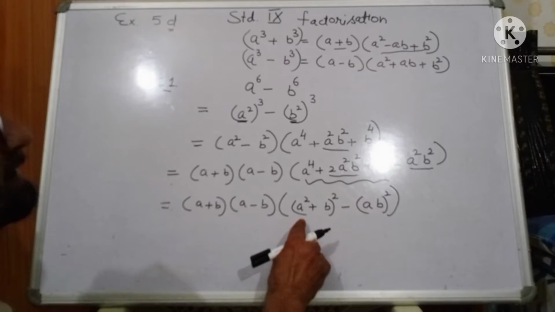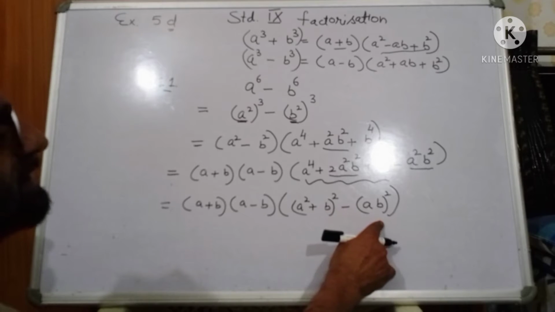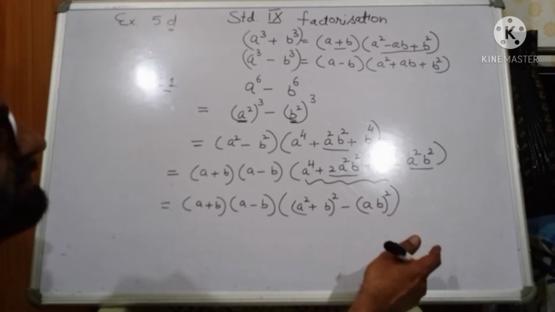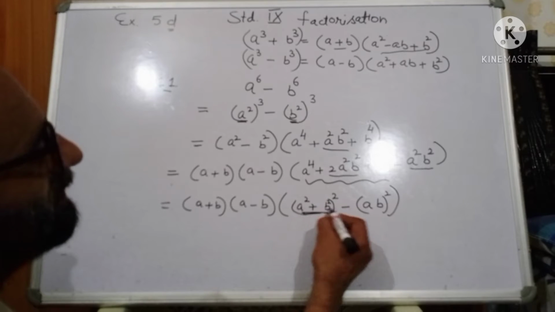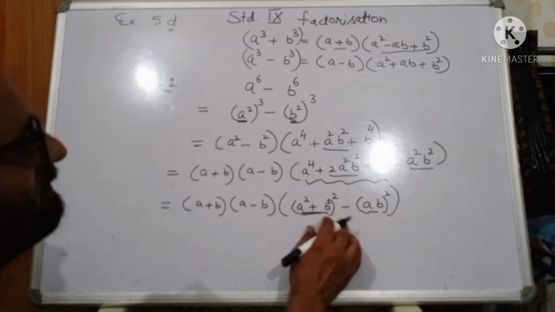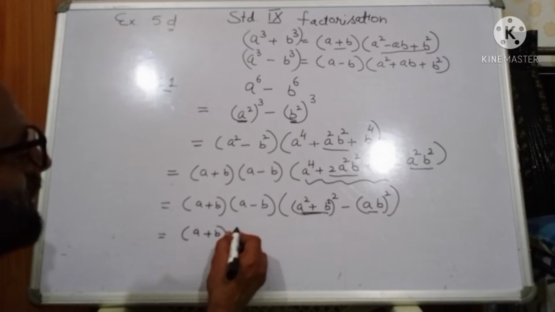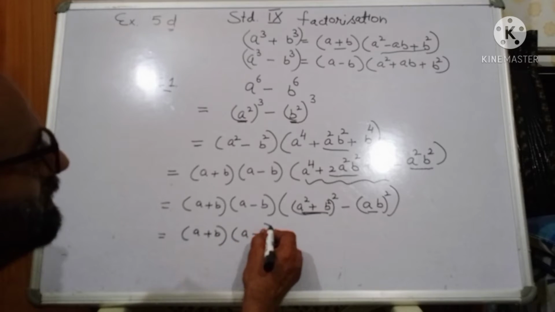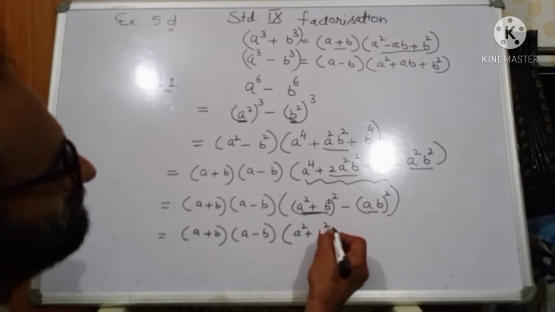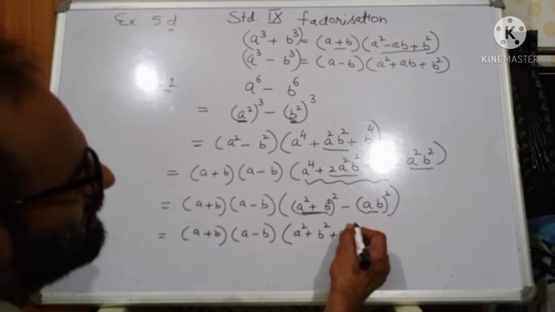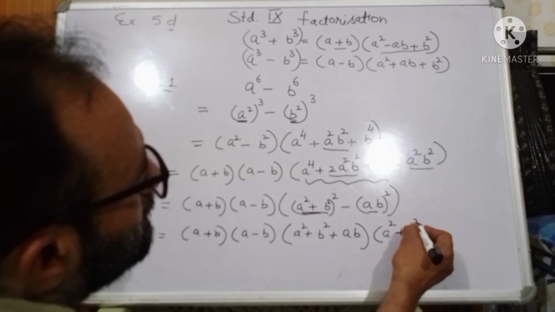Now difference of the squares. Again the same formula can be applied. X square minus y square will be equal to x plus y into x minus y. Our x is a square plus b square. Our y is ab. Now again we will factorize it. It becomes a plus b into a minus b into x plus y, a square plus b square plus ab, into x minus y, a square plus b square minus ab.